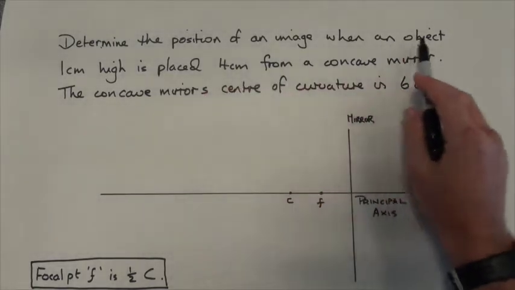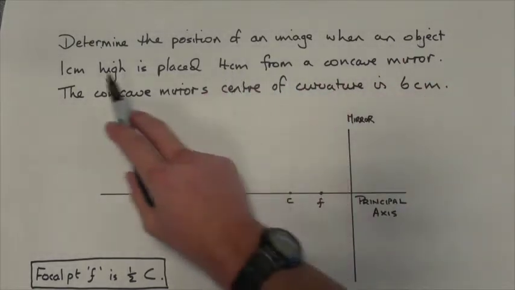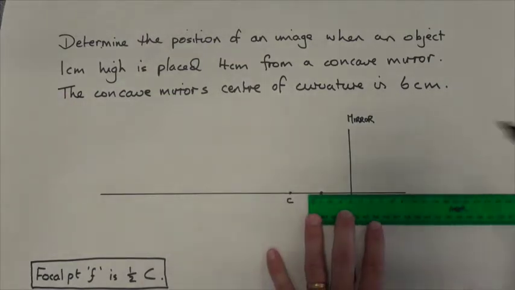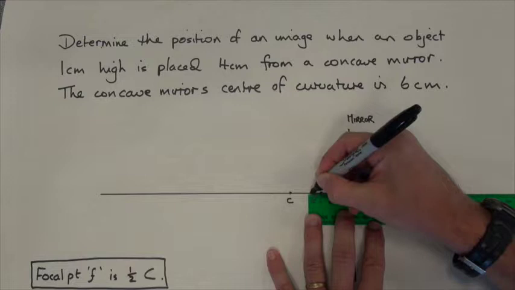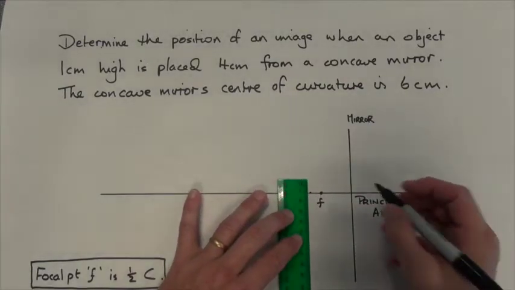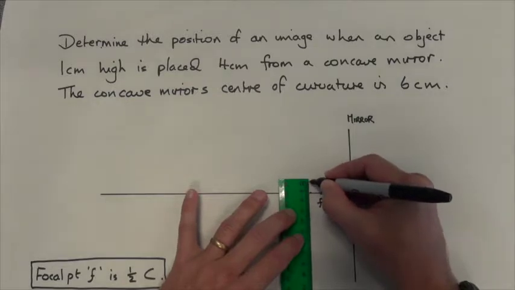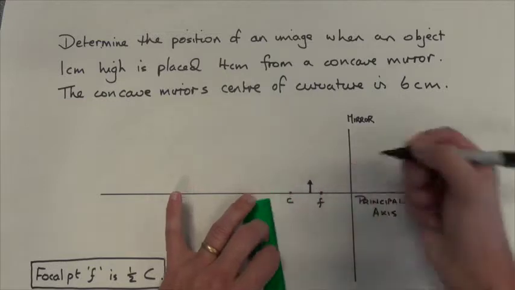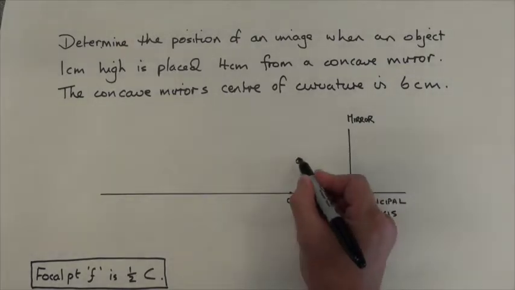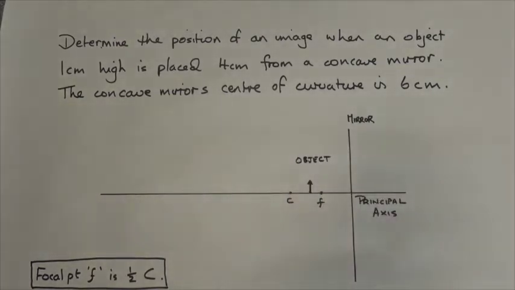Cool. Alright, last thing I've got to add on is my object. Now I know my object is 1 centimeter high and is placed 4 centimeters from the mirror. So I measure 4 centimeters, mark it, and then I will measure vertically 1 centimeter to show the height of the object. Remember, we don't have to draw an object, a simple arrow is good enough, but I always find it useful to label it object as well, just so that I know exactly what's going on. There we go, I'll just label that up, object. Cool, so that's my template finished.